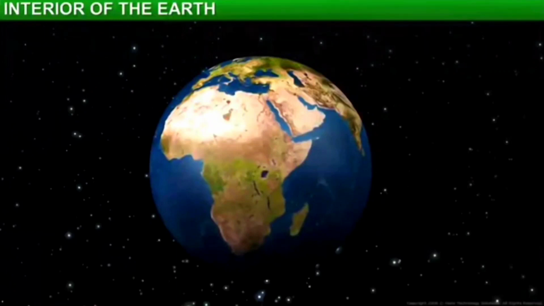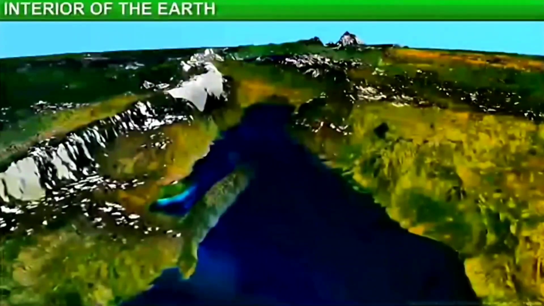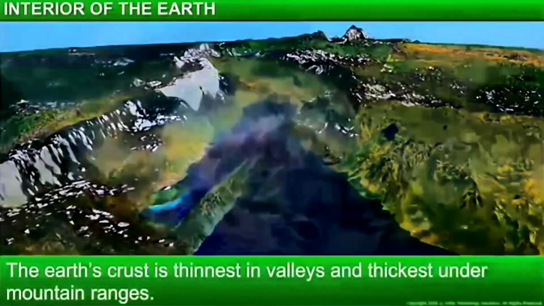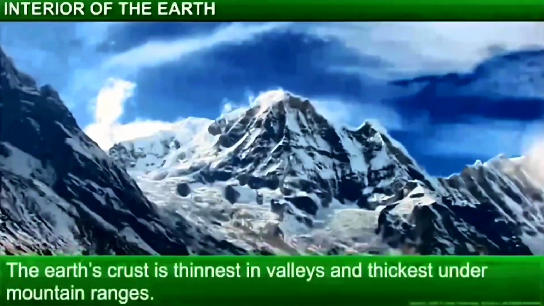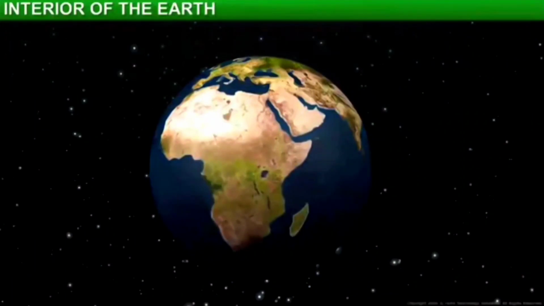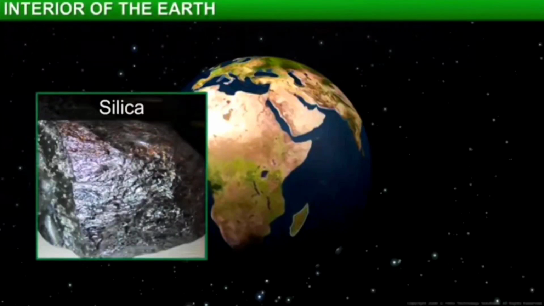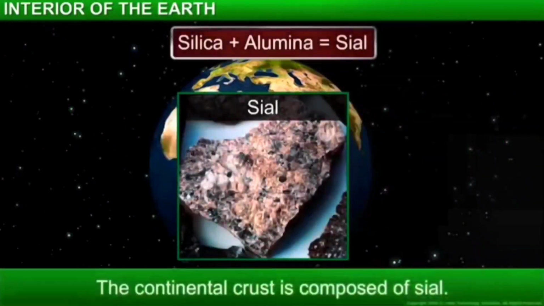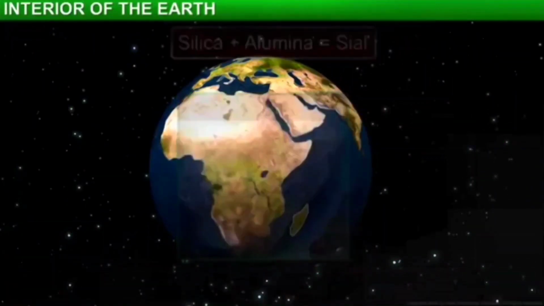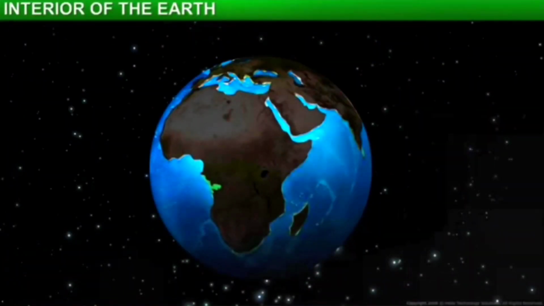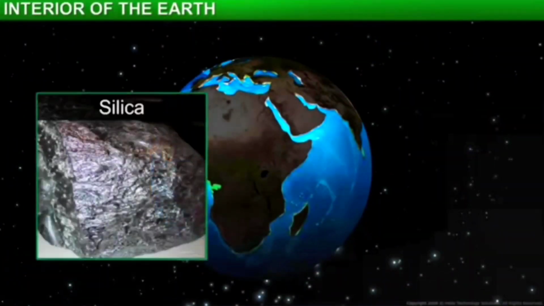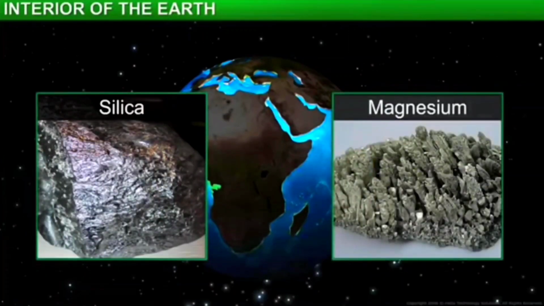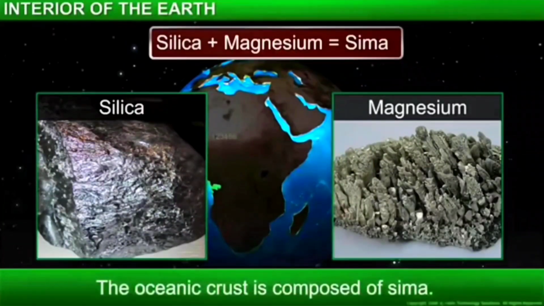The Earth's crust is at its thinnest in places such as the Rift Valley in East Africa and thickest under the mountain ranges. The continental crust is composed of two minerals, silica and alumina. This combination of two elements gives it the name Sial. The oceanic crust, on the other hand, is mostly made up of silica and magnesium. It is called Sima.